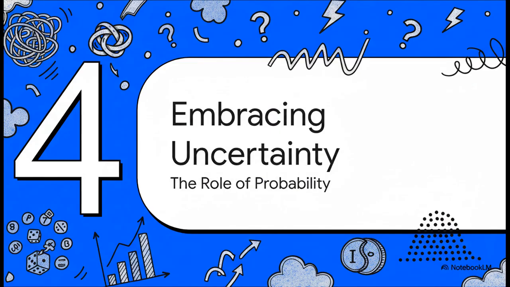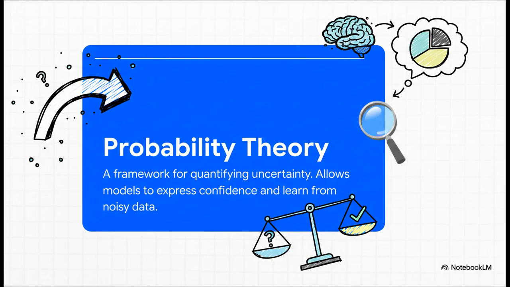Okay, so we've got data structures, a way to find patterns, and a method for learning from mistakes. But there's one last critical piece. The real world is, well, it's messy, it's unpredictable, and AI needs a way to deal with all that uncertainty. And that's where our final tool comes in, probability. Probability theory is basically the mathematics of maybe. It gives our AI models a way to reason about things that aren't just simple black and white.